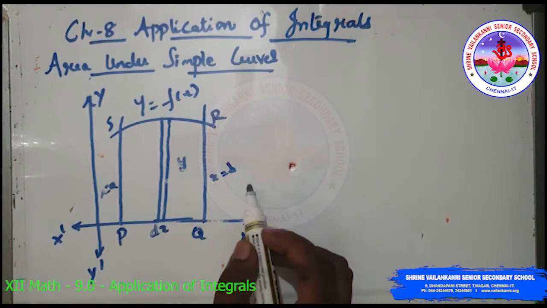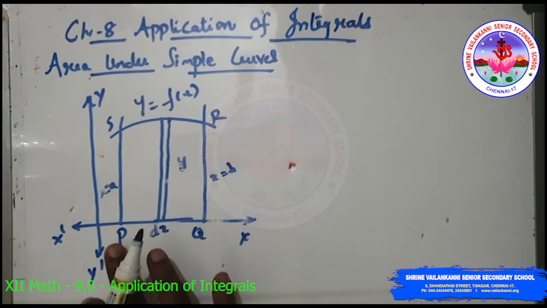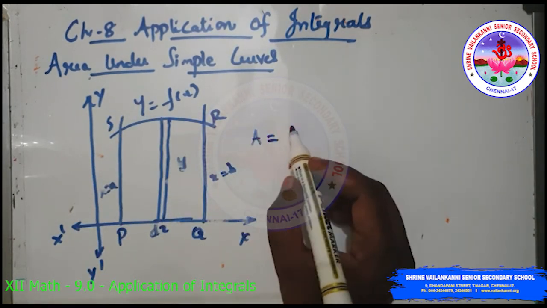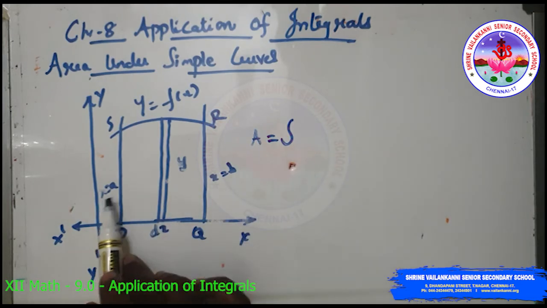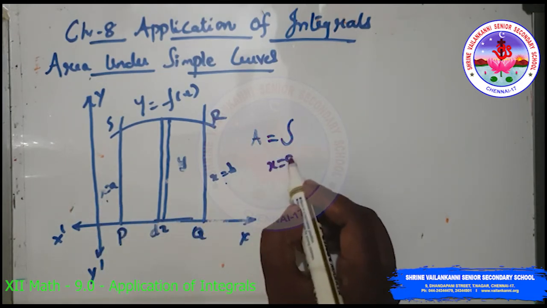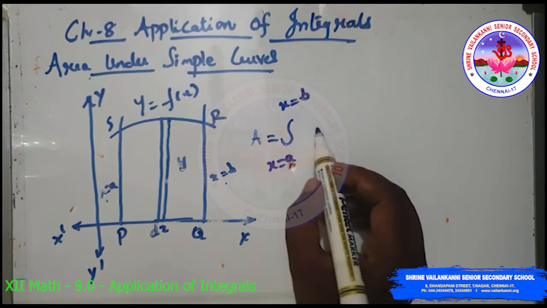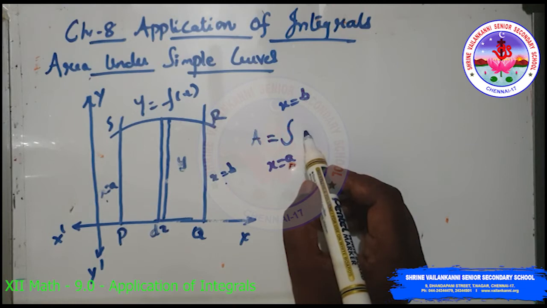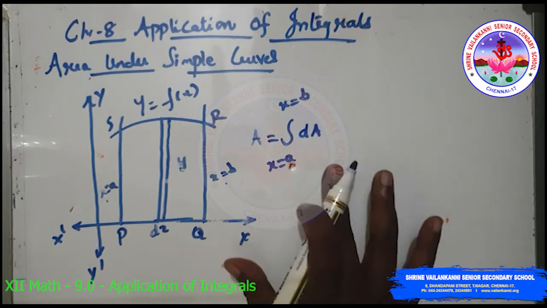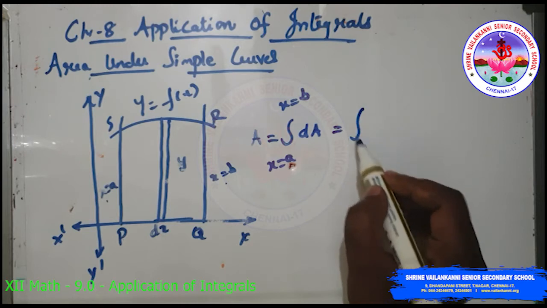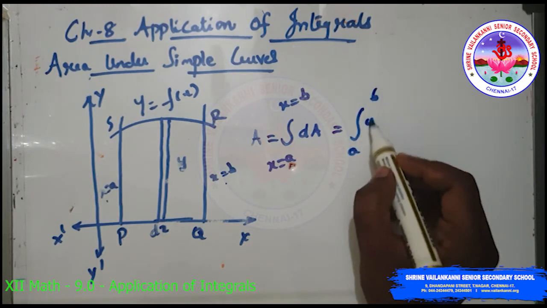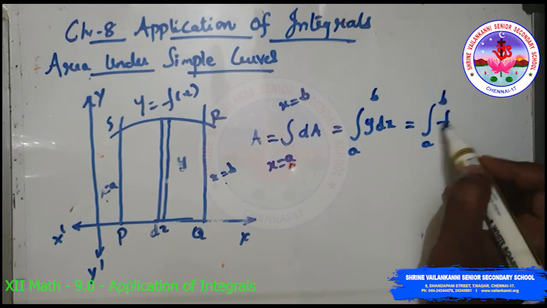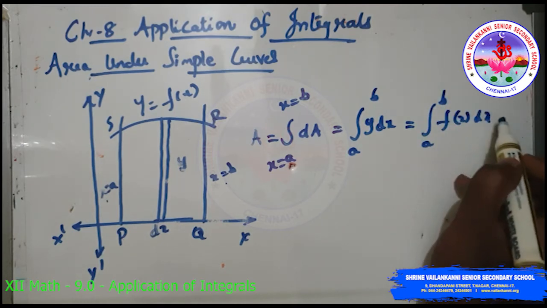So to find the area of the bounded region like PQRSP, we can write the total area as the integral between the ordinates x equal to a and x equal to b. So the curve is y equal to f of x, and we have to find the area bounded by the region. So A is equal to the integral from a to b of y into dx, where y is f of x. So the integral from a to b of f of x dx.